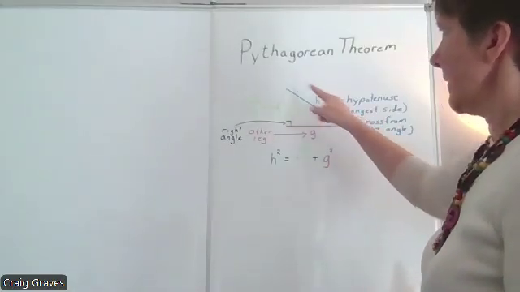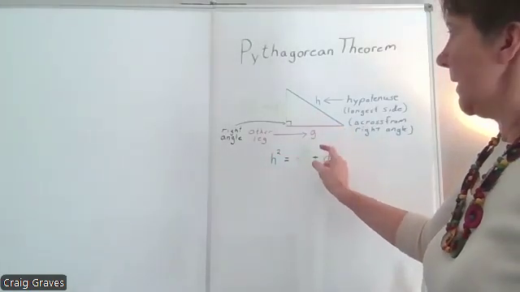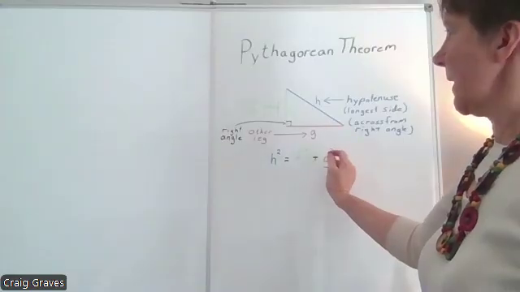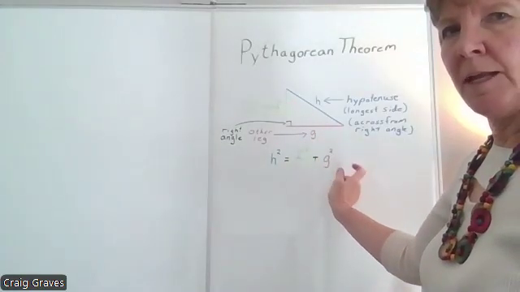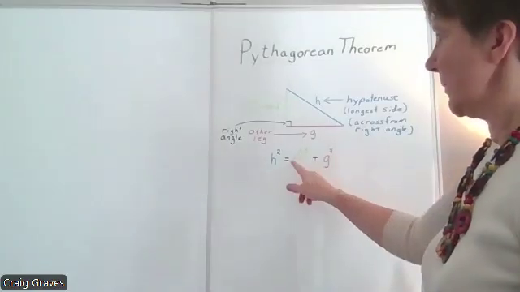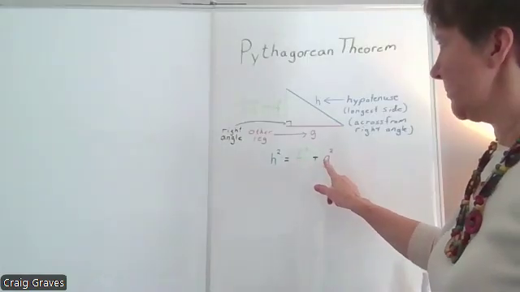And if you take the longest side of the triangle and square it, you get the same thing as if you squared the other two sides and added those together. So we have h squared equals f squared plus g squared.